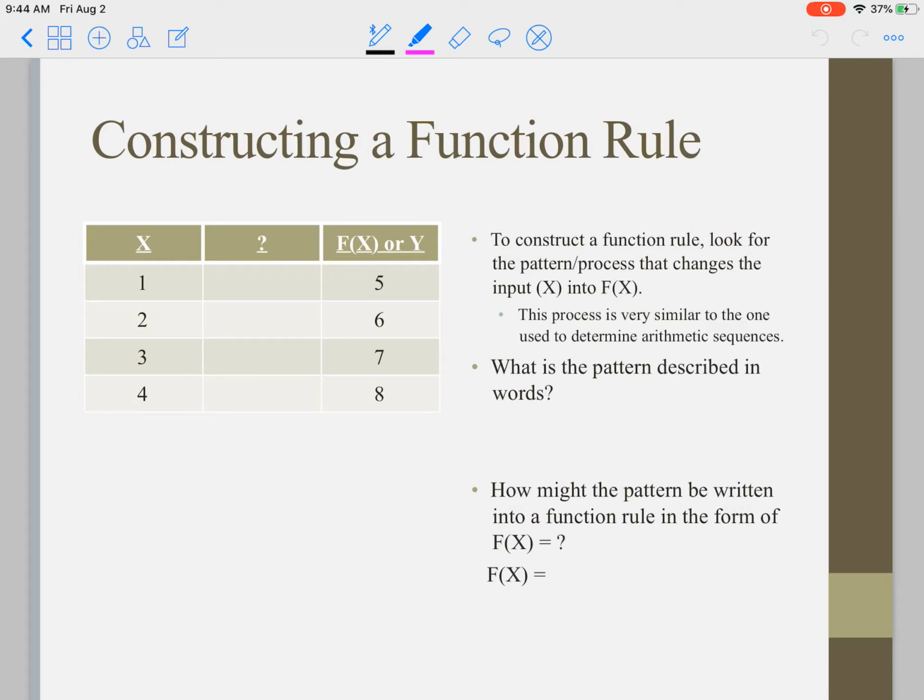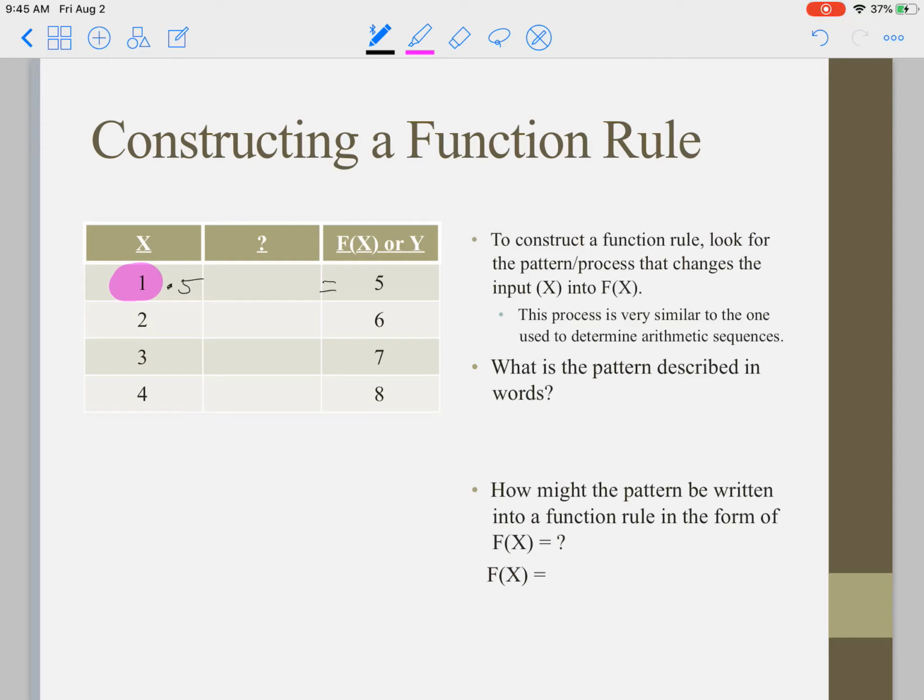Okay, so constructing a function rule. To construct a function rule, we're going to look for a pattern that changes the input, the x's, into the f of x or the y. So in other words, we want to know, what can we do to this that would equal this. So, you know, you can do a kind of a guess and check thing. Maybe we multiply that by 5 to equal 5. And then we would see if that worked.